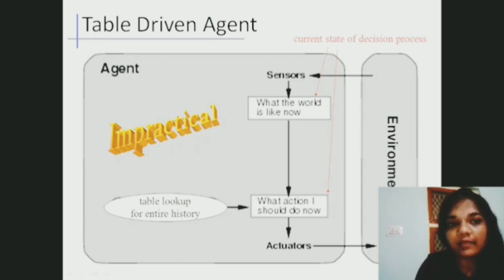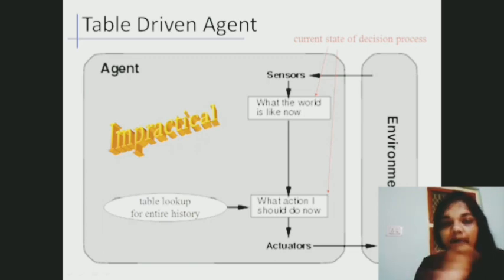So what happens in the table-driven agent, as I have shown you, is that there is an environment. From the environment, with the help of the sensors, our agent is going to sense something. Fine. That is, what the world is like now, whatever is happening around us, the agent will be sensing with the help of the sensors. Then after sensing something, it is the time to take the action. Now how will the agent take action in case of a table-driven agent? It will do a table lookup for the entire history.